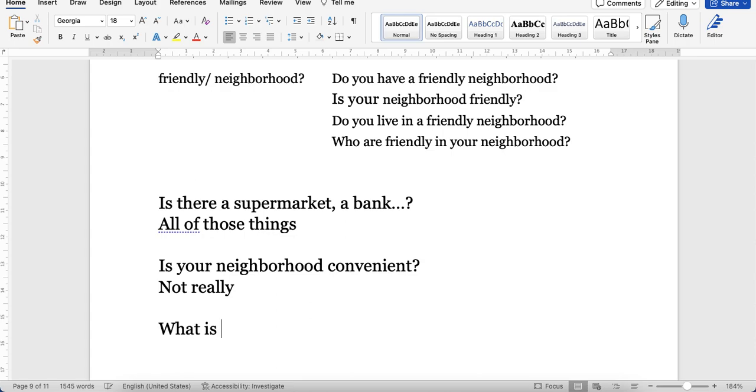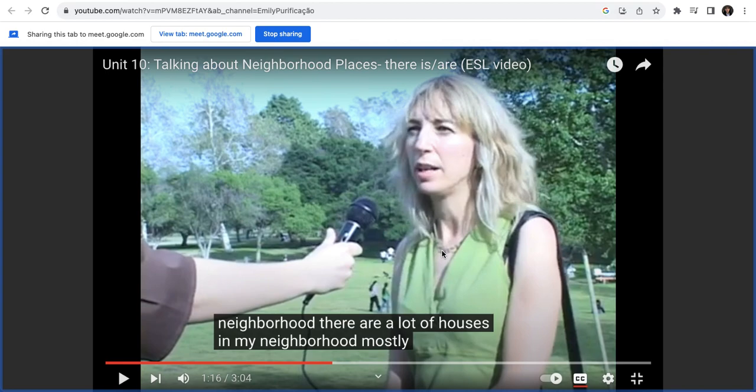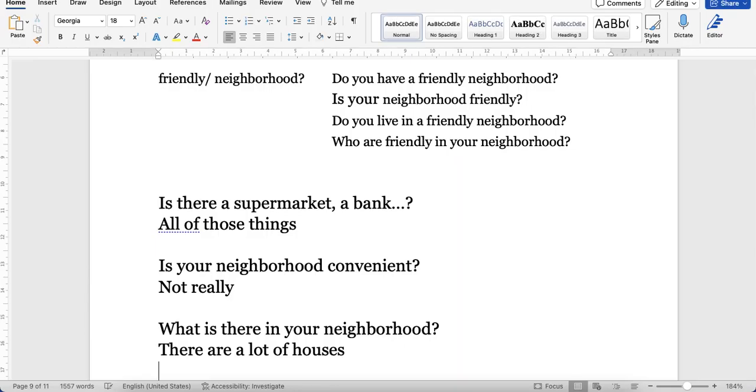So what is there in your neighborhood? ¿Qué hay en tu barrio, right? What is there in your neighborhood? And she says there are a lot of houses. Okay. Hay bastantes casas, hay muchas casas. Esa es una expresión. There are a lot of houses. Then she says, mostly it's residential, and then there are stores and restaurants and bars and different kinds of things. Is your neighborhood convenient? It is. Yes.